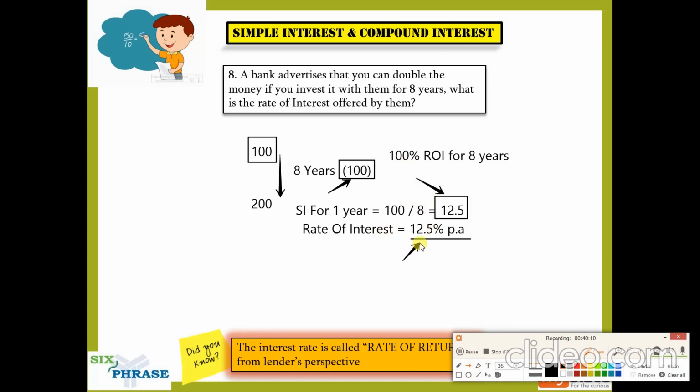So rate of interest, guys, whenever they're asking you to find the rate of interest, it is always per annum. So make sure that you find rate of interest per annum. They will also give 100 percentage in your answer options, so make sure you choose 12.5 percentage, because rate of interest is always mentioned per annum.